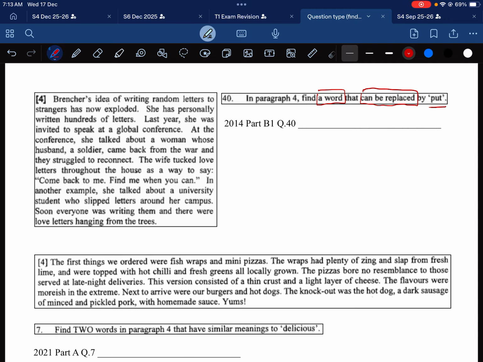So what is put? Is it a noun, a verb, an adjective, or adverb? What do you think? Well, actually, it is a verb. And when it comes to a verb, we need to think about the tense. What is the tense of put?